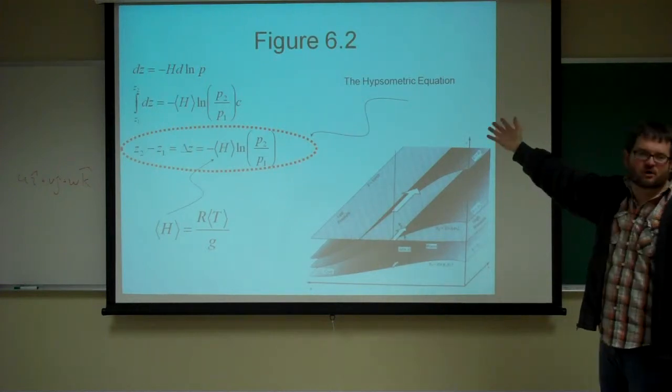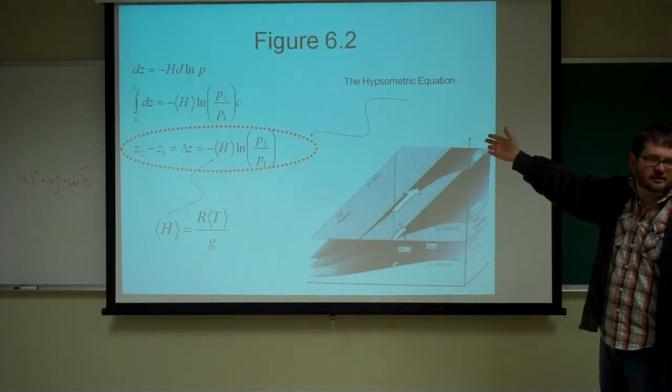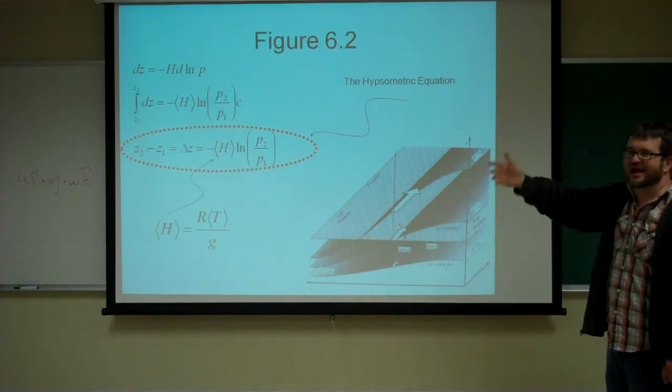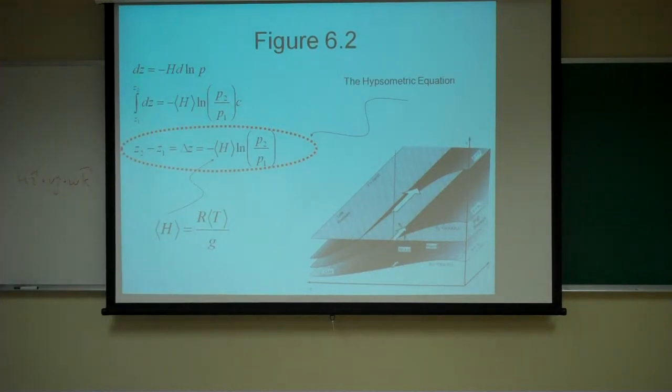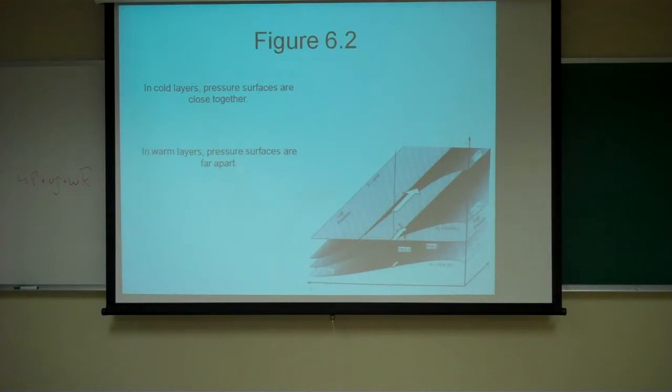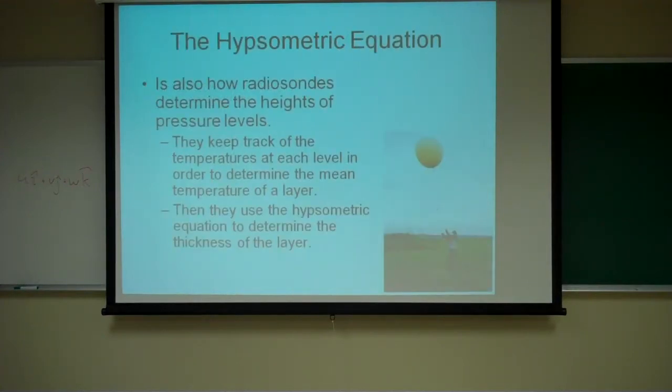All right, hypso means height. Isohypsis, the line's a constant height, stuff like that. Metric, measuring, height measuring equation. What the hell? Height measuring equation? Why would we call it that when this is about thickness? Because this, oh, I can't go into that, is really how radiosondes work.